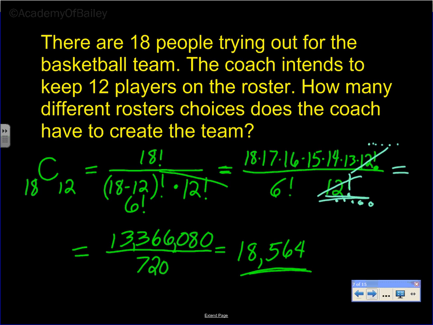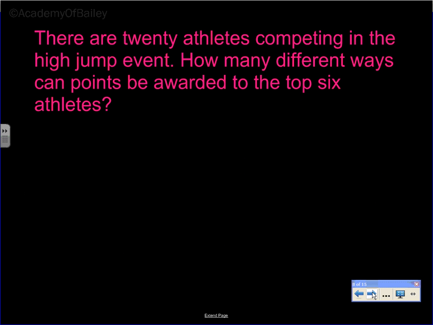Okay, let's move on to the next one here. The next one, there are going to be 20 athletes competing in the high jump event at the track and field, maybe invitational. It's a larger meet. So how many different ways can points be awarded to the top 6 athletes?